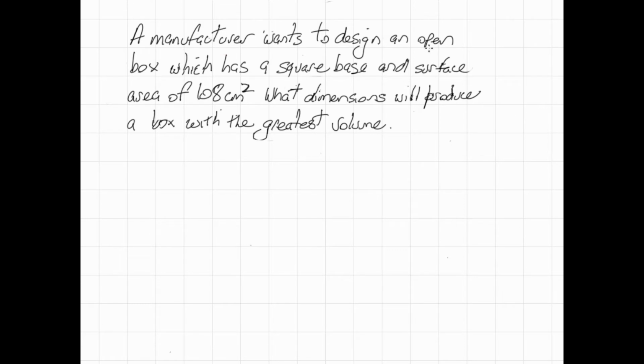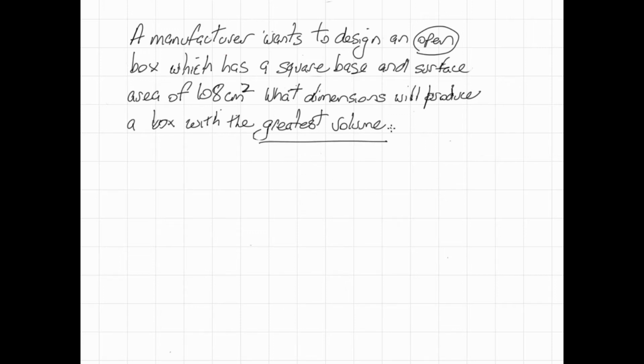A manufacturer wants to design an open box. Now what's an open box? It means it's got no lid. So it's got a base, 4 vertical sides, or vertical faces rather, and it's got no top on it. A surface area of 108 square centimetres. What dimensions will produce a box with the greatest volume?